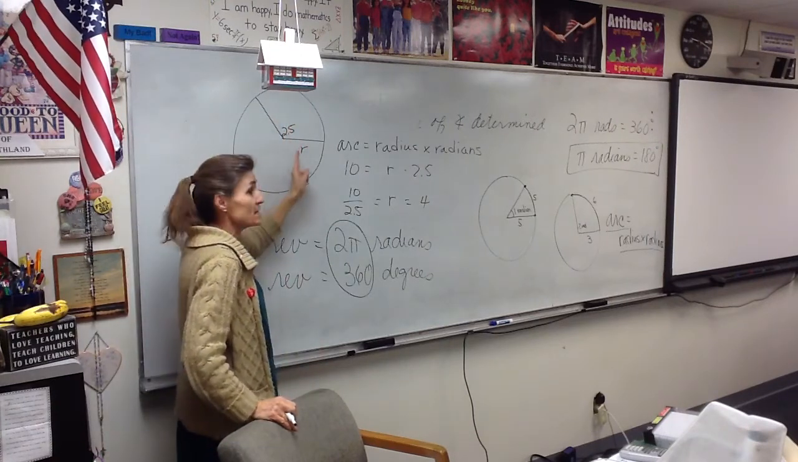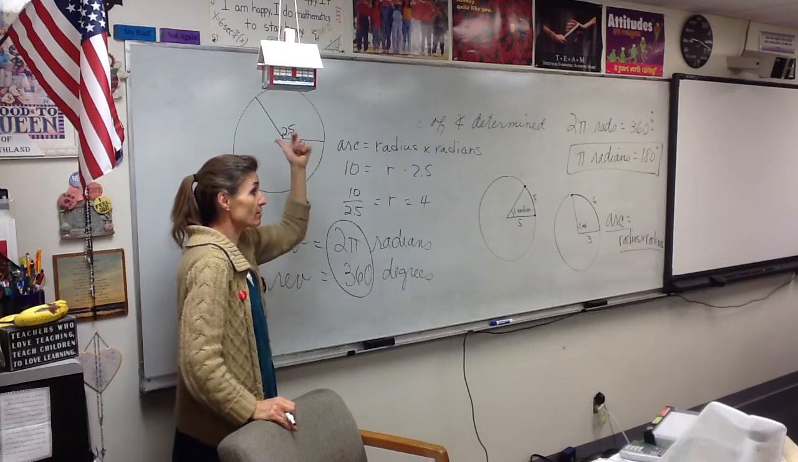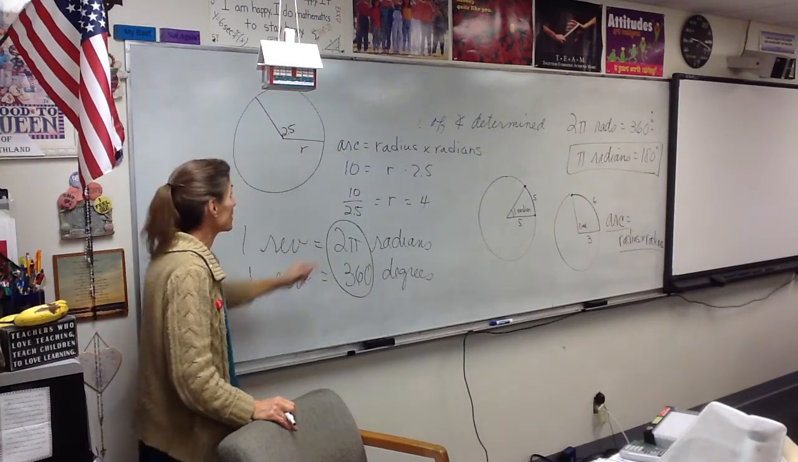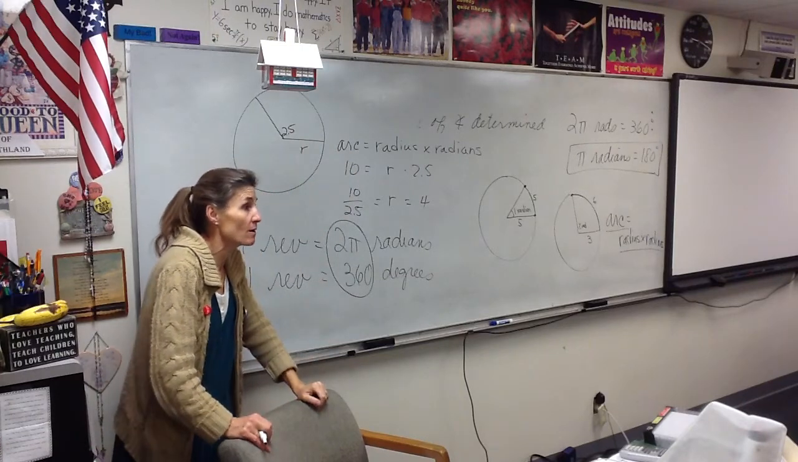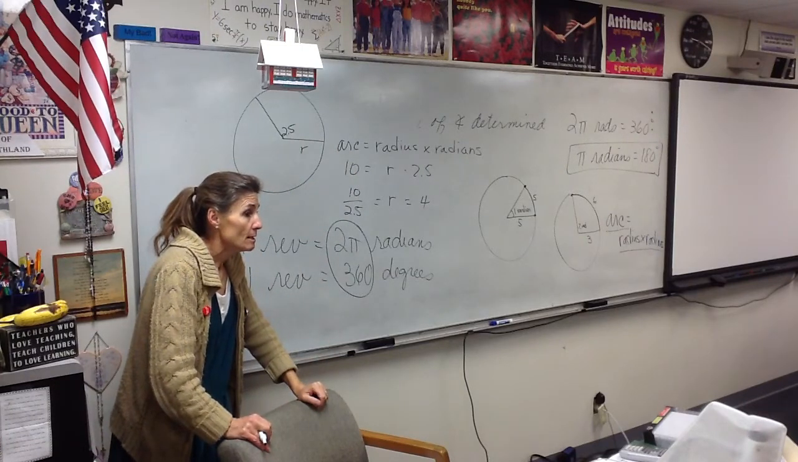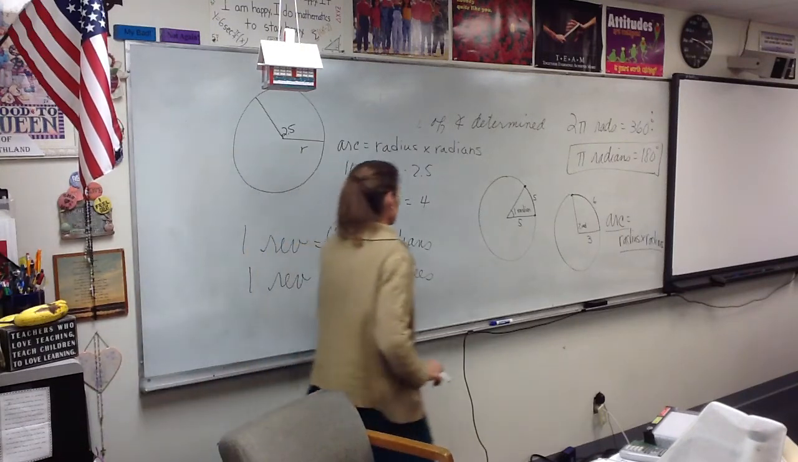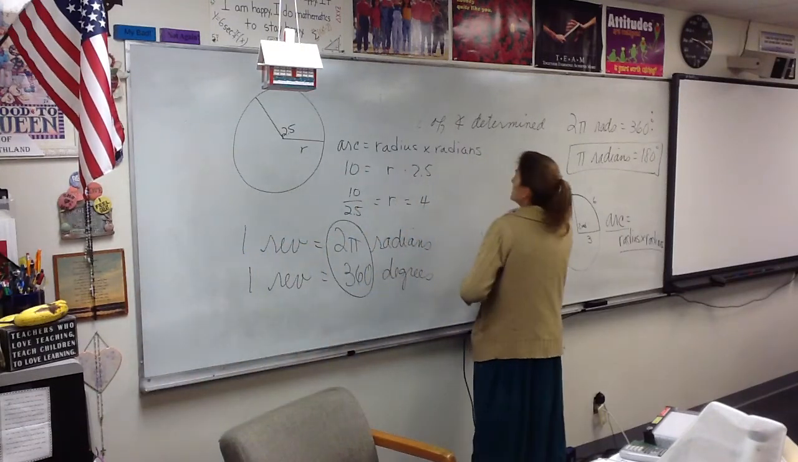Given 2 of these 3 things, arc length, radian measure of central angle, or radius, you will always be able to find the other one using that formula. Very, very easy. Now here's where the issues come in. Because you knew there would be an issue. Here's the issue.